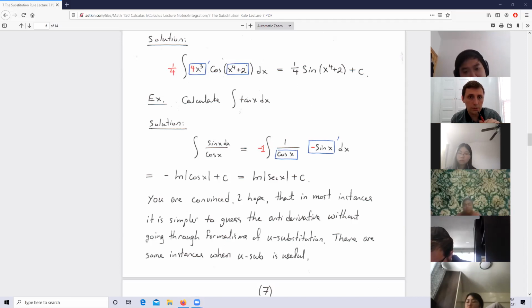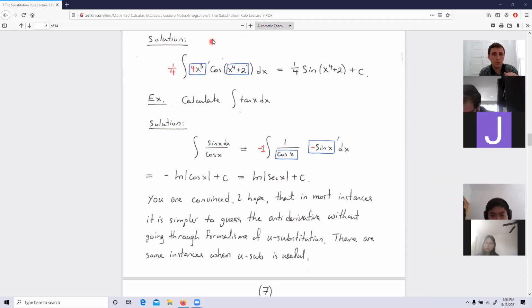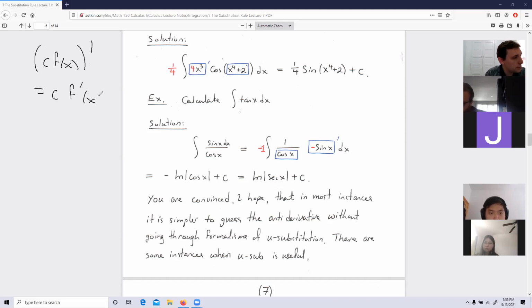There was no U. I didn't use a U substitution here, right? So use careful language. The reason it moves out is that I have this property. If I want to take the derivative of a constant times the function, look what happens. The derivative travels to just the function f and leaves the constant alone, which means that if I see a constant times the derivative of a function, I can ignore the constant and just take the antiderivative of the function.